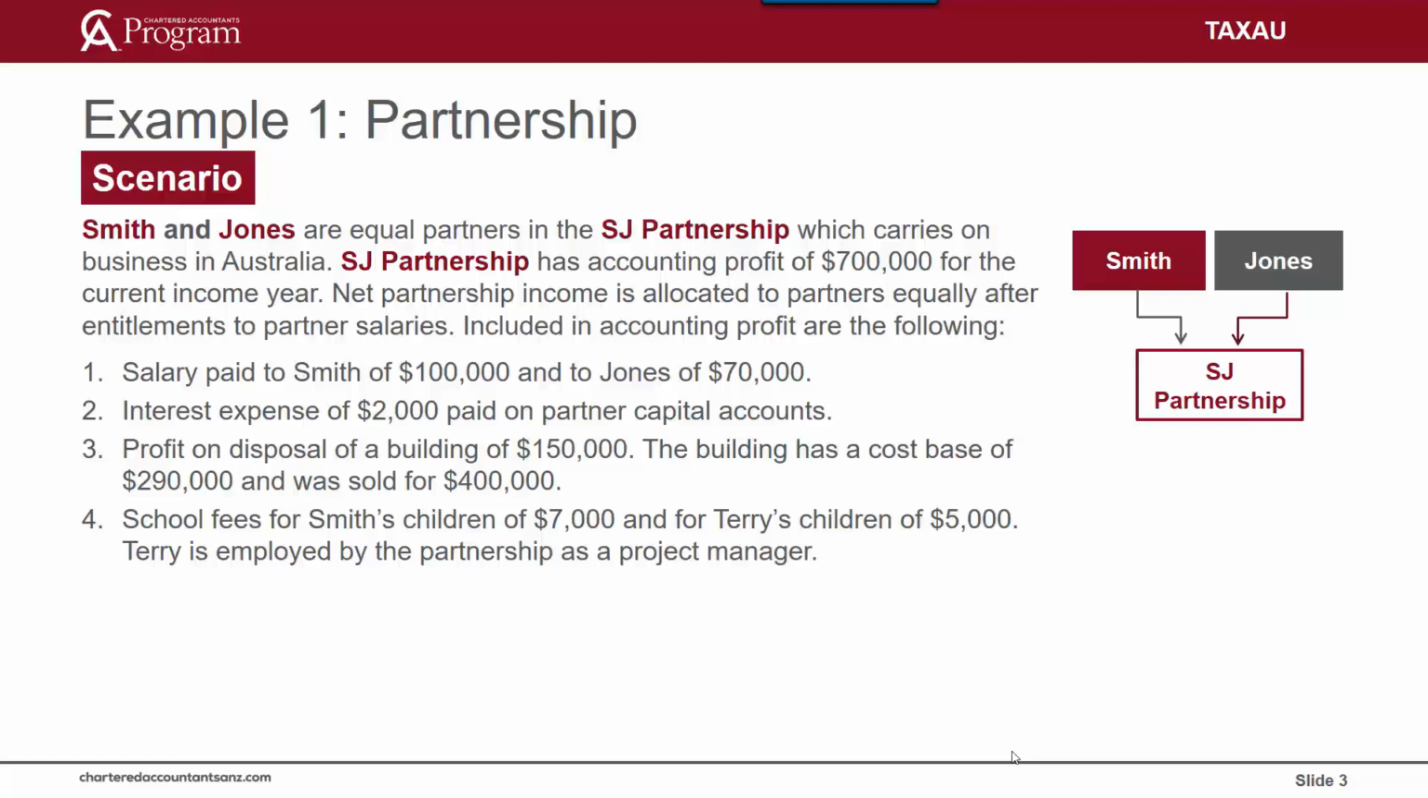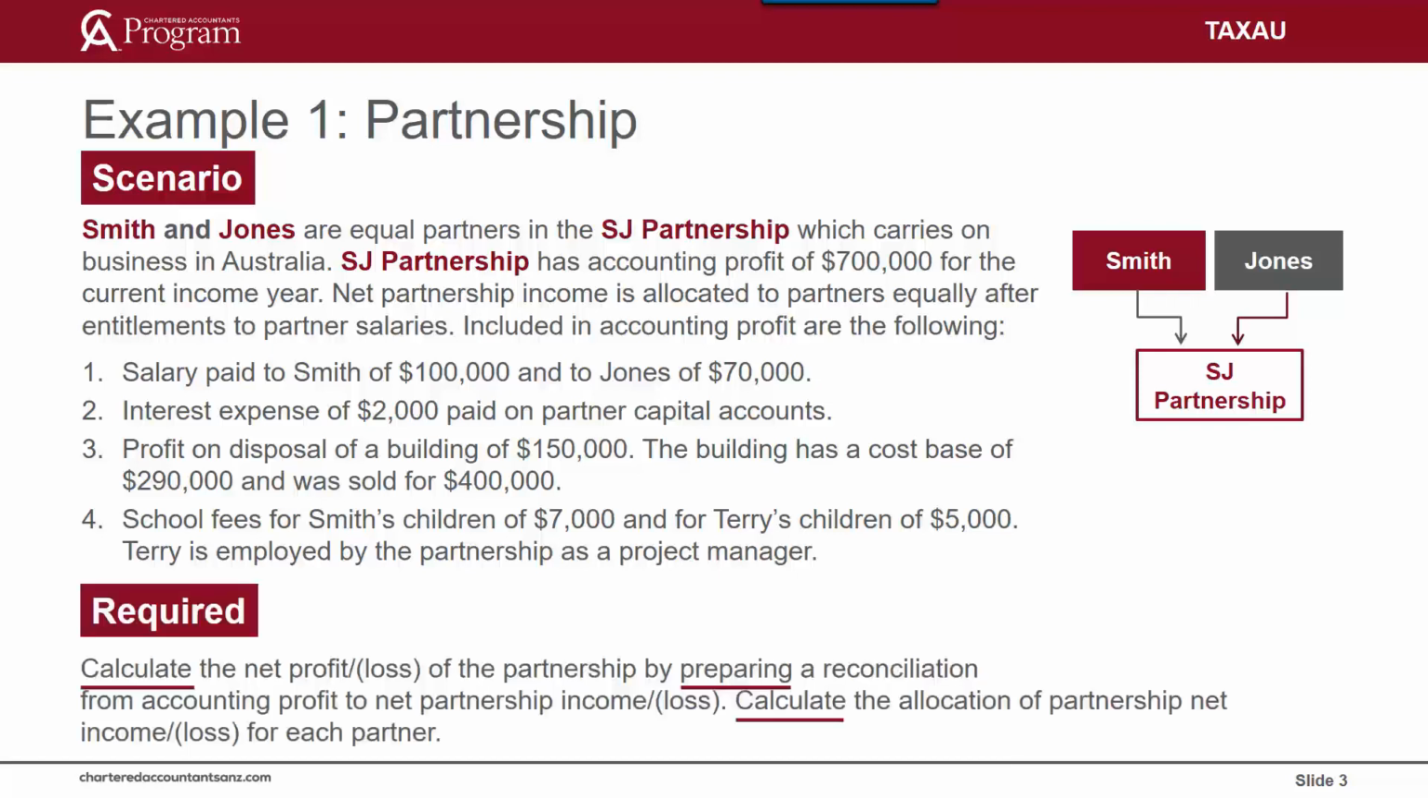1. Salaries paid to Smith and Jones totaling $170,000. 2. Interest paid on the partner capital accounts totaling $2,000. 3. Profit on disposal of the building totaling $150,000. And 4. School fees paid totaling $7,000 for Smith's children and $5,000 for Terry's children, who is a project manager and employee of the partnership.